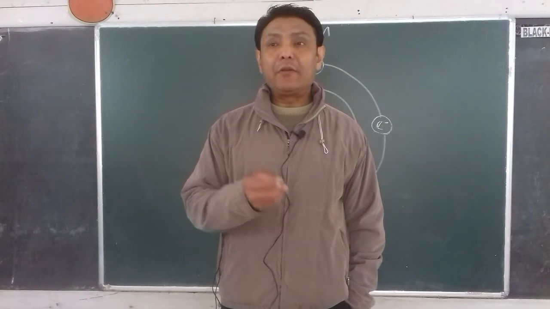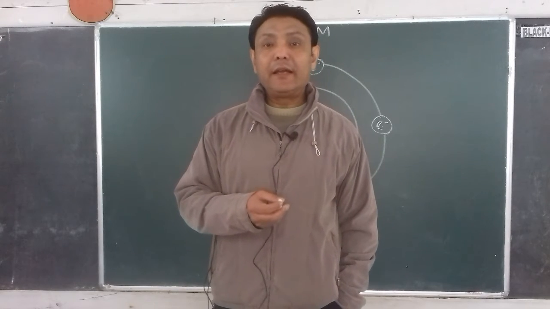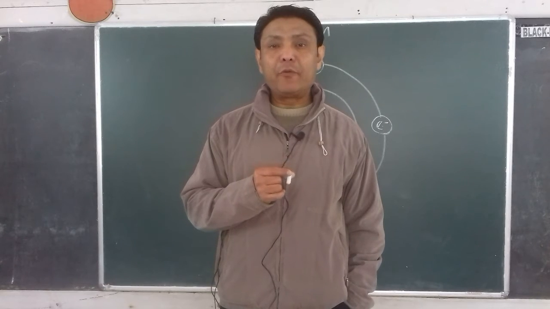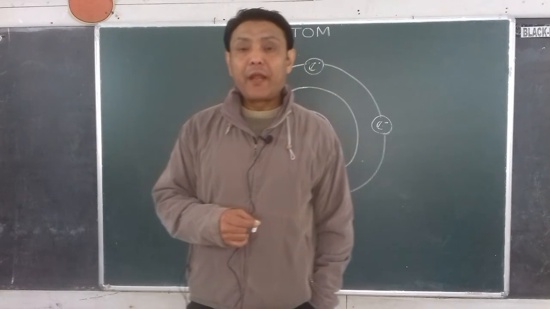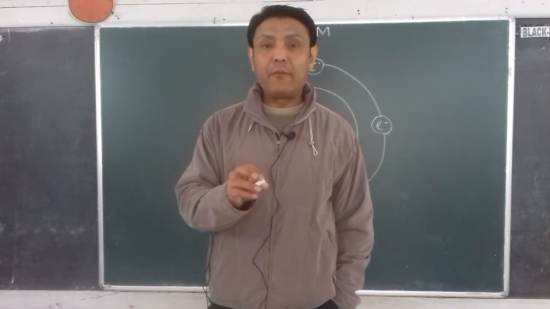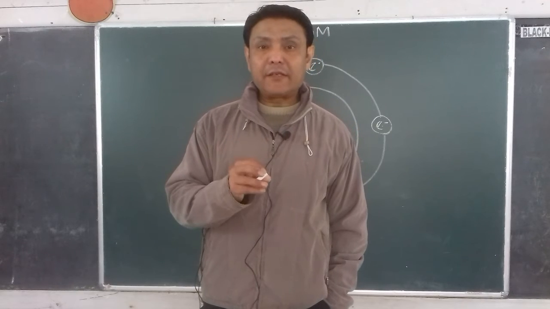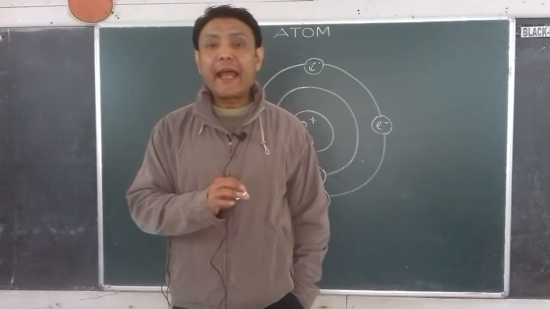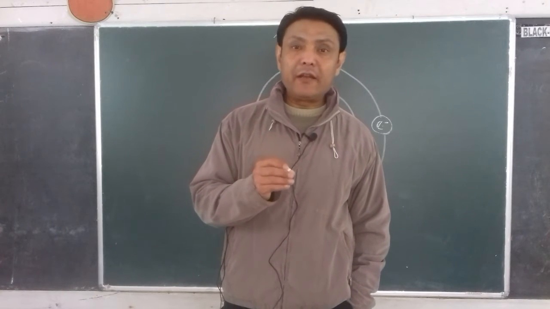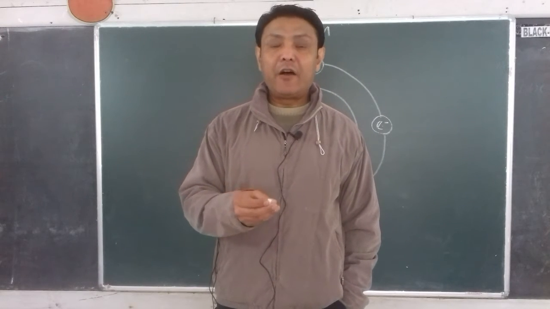Okay, an atom. Now let me tell you what an atom is. An atom is the smallest particle of an element that can take part in a chemical reaction. It cannot be divided any further. Two or more atoms combine to form molecules. A molecule is the smallest particle of a substance with independent existence, whereas atoms may or may not be able to exist independently. Atoms of some elements exist independently, and some of them combine to form molecules of their respective elements.